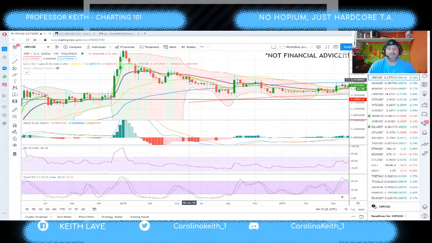57 cents. We were at 11 cents a couple months ago. That's 80% from this point where my cursor is right now. All you had to do was pay attention to the indicators. Under the 50, under the 8, MACD pointing down, RSI pointing down, stock RSI pointing down.